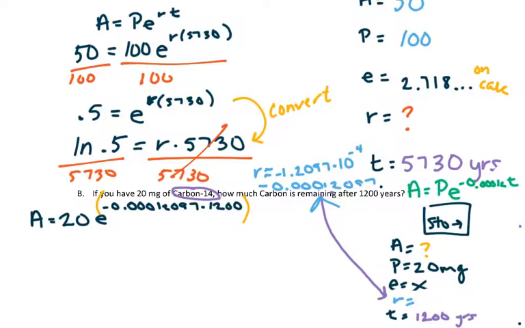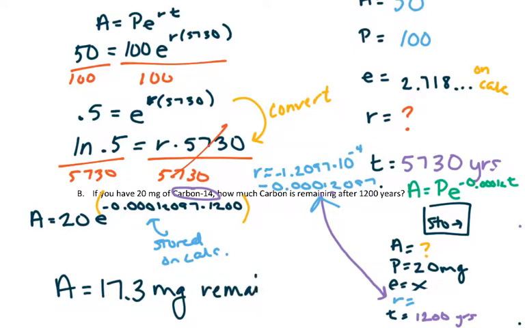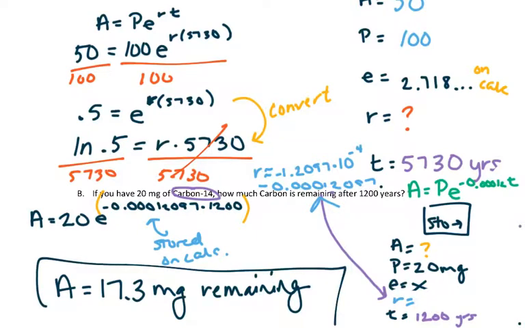As I mentioned, you can use the store feature on your calculator, so store that in your calculator so you don't have to type out that whole long, huge number. Actually, it's a really small number, but anyways, you get my point. So our amount is actually going to be 17.3 milligrams remaining once you type that in. Make sure that's what you're getting when you're typing it in, and if you are, you're doing it right.